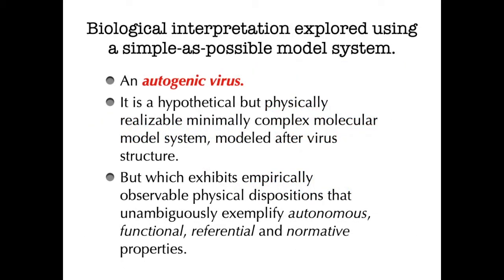To investigate how a physical process could come to treat a molecule as information about something, I will employ as simple as possible a model system, an autogenic virus. It is a hypothetical, but physically realizable, minimally complex molecular model system. And it's modeled after virus structure. But it exhibits empirically observable physical dispositions that unambiguously will exemplify autonomous, functional, referential, and normative properties.